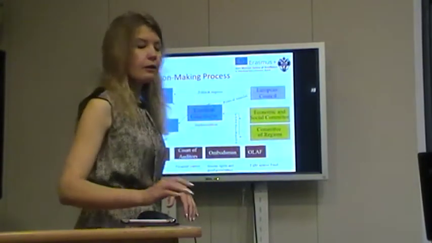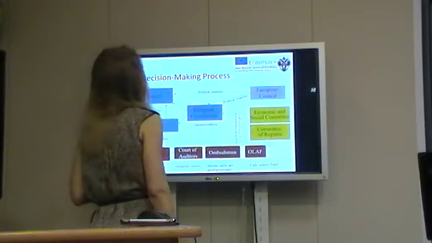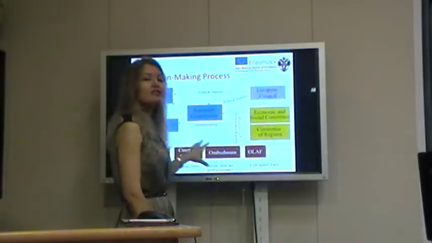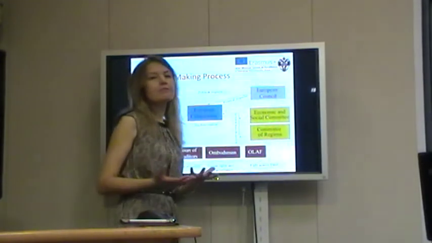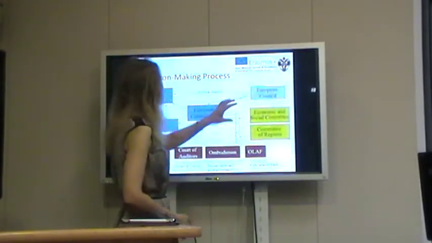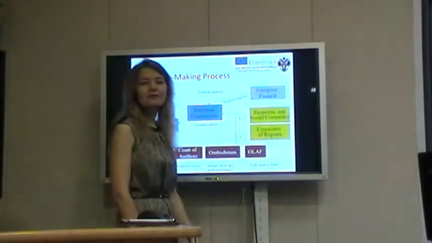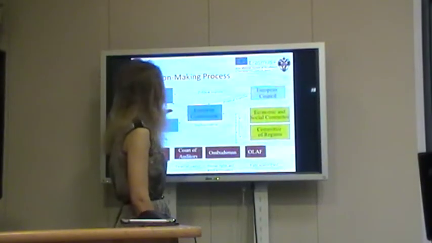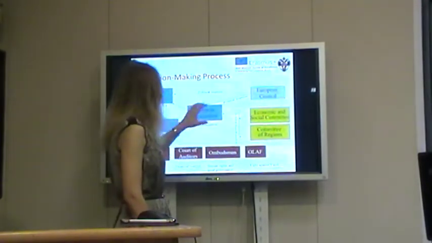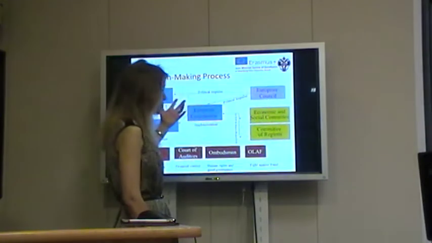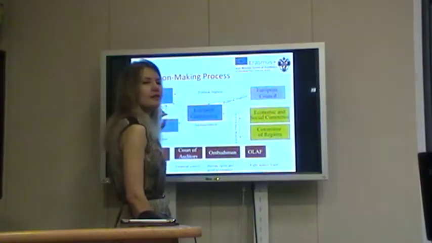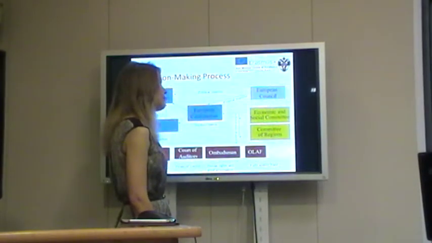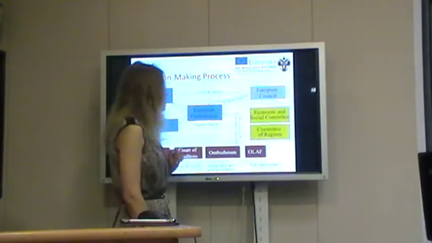This is a brief scheme which summarizes interrelation among various institutions. So the European Council in general provides for a political impulse to all institutions, in particular to the European Commission and the Council. Then the European Commission can suggest some initiatives. The Council and the European Parliament decide among themselves what to do and what not to do.